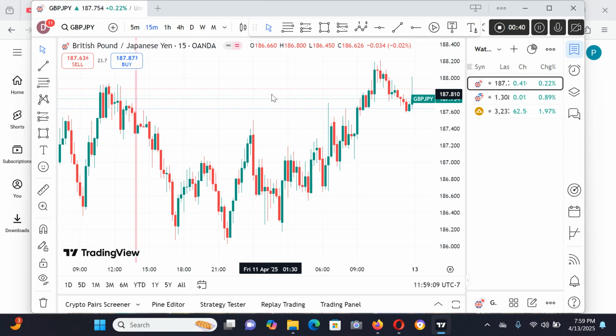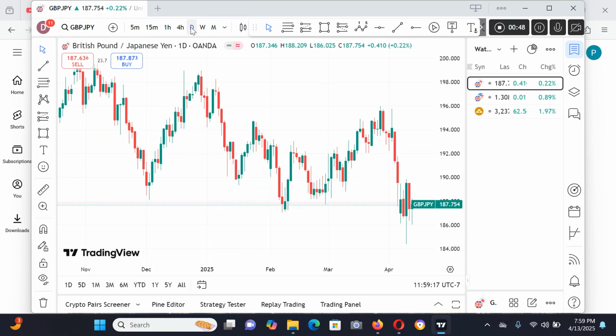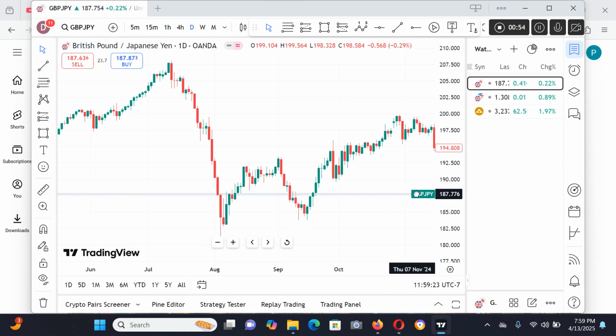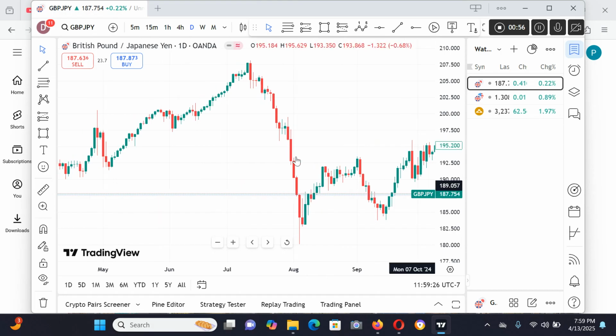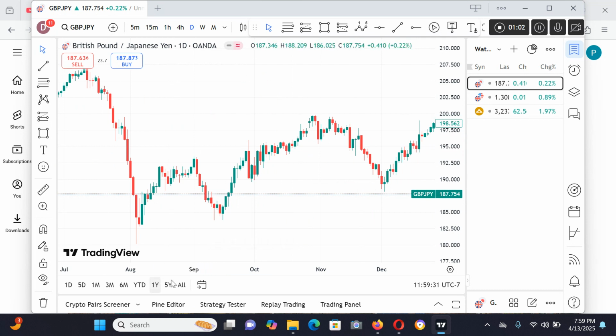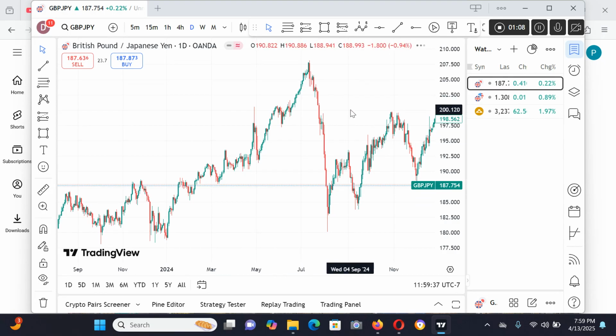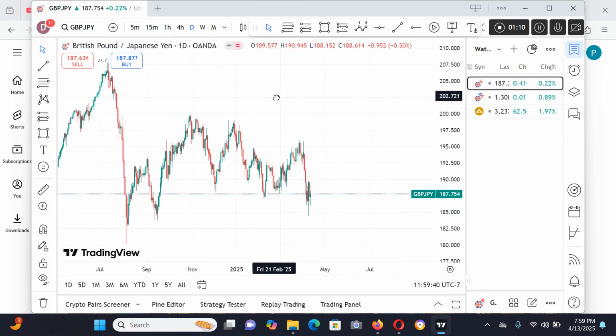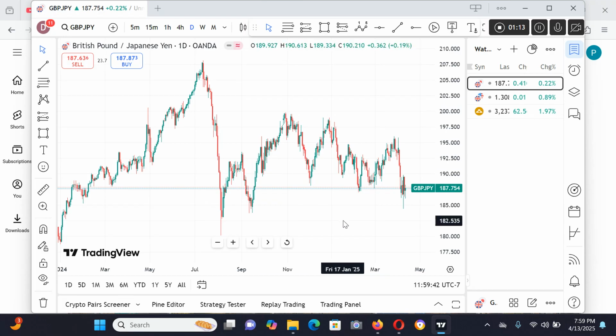The first thing I do when I open my chart on TradingView is go to the daily time frame, because I'm a day trader. Then I try to identify the trend of the market. That's the first thing I do. So I will shrink the chart towards my far left to identify the trend of the market. From this view, you will agree with me that the market is on a downtrend.